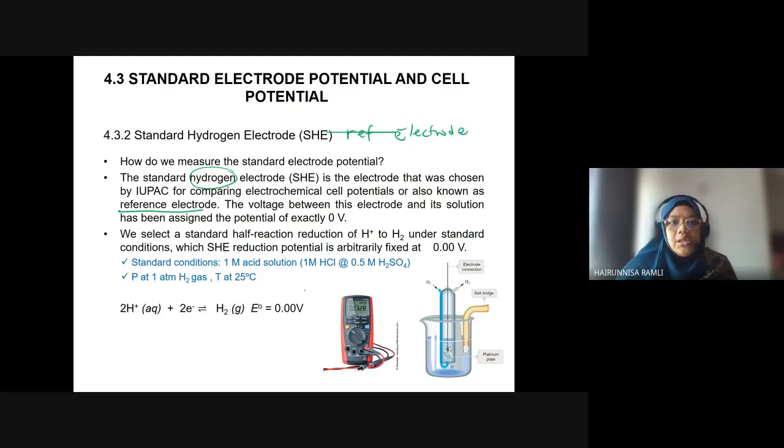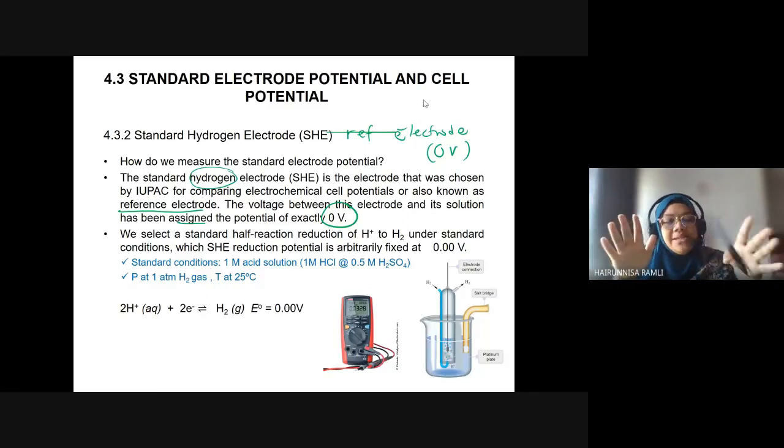Okay, so the voltage between this electrode and its solution has been assigned the potential exactly at 0 volt. So sebab kita jadikan the standard, so kita set dia as 0 volt. So bila kita jadikan standard, untuk you dapatkan bacaan yang lain. Contohlah you nak tahu berapa bacaan magnesium sebenarnya. Ni maksud saya dalam terms eksperimen eh. So value-value yang you dapat tu basically adalah value from eksperimen kan. So dia jadikan hidrogen tu sebagai standard. So dia compare lah dengan magnesium contoh.